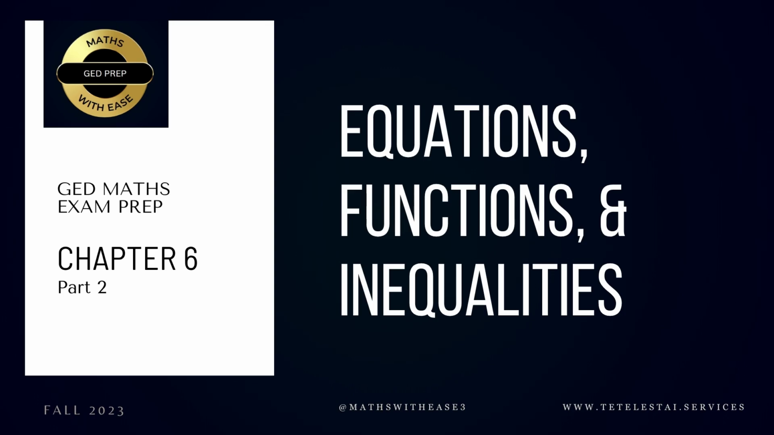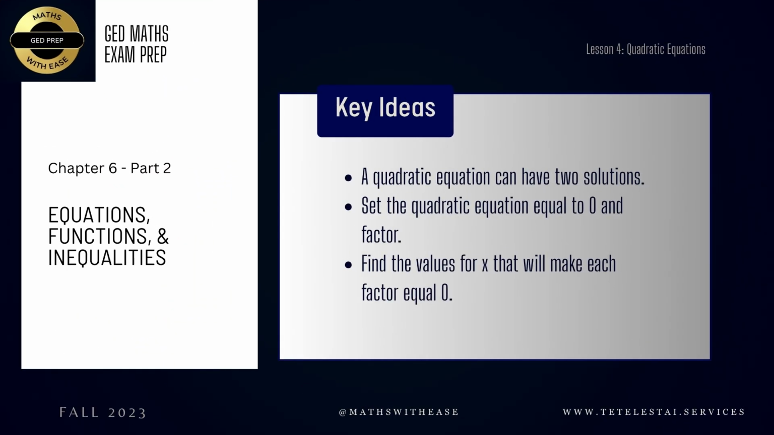So let's get started. Lesson 4 is on quadratic equations. The key idea to keep in mind is that a quadratic equation can have two solutions. Always start by setting your quadratic equation equal to 0, then proceed to factor. You need to find the values of x that will make each factor equal to 0.